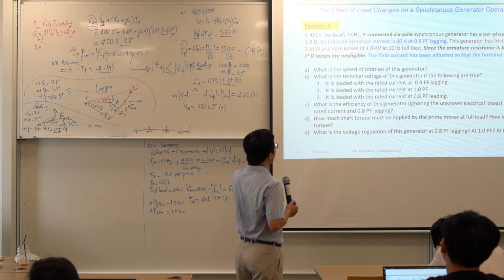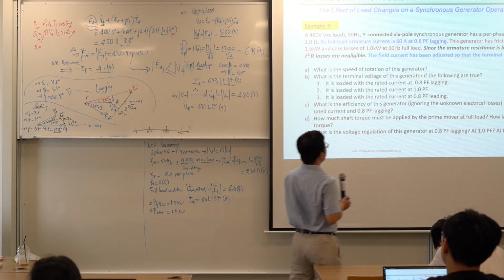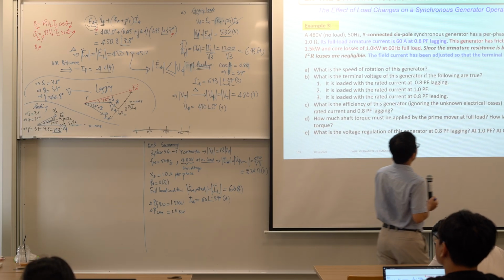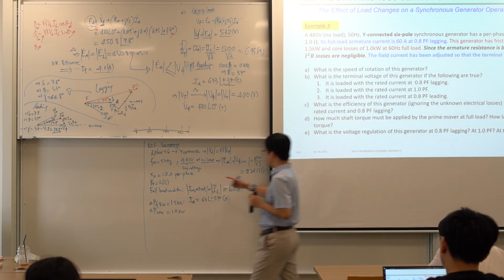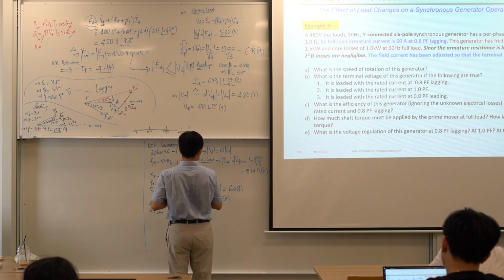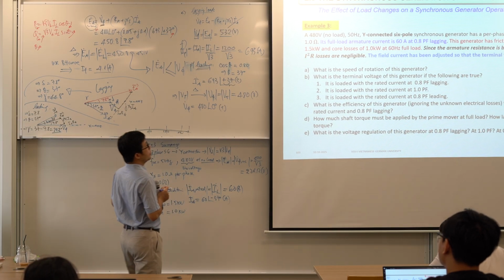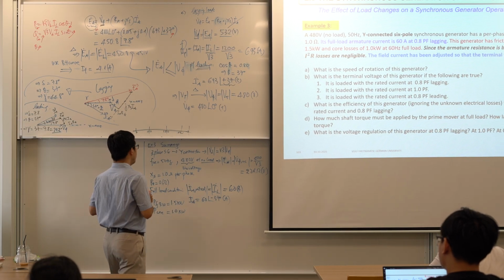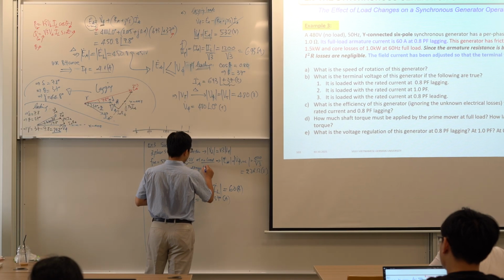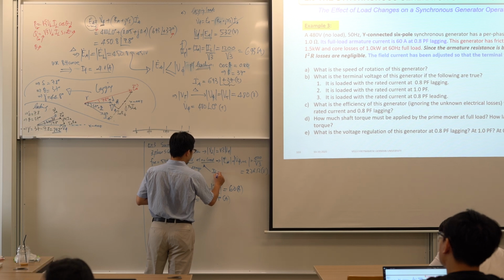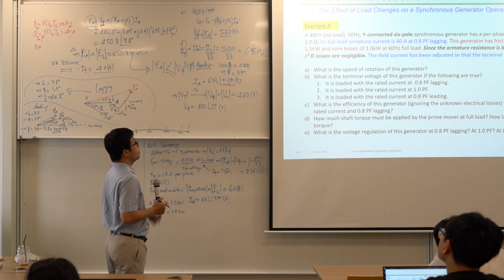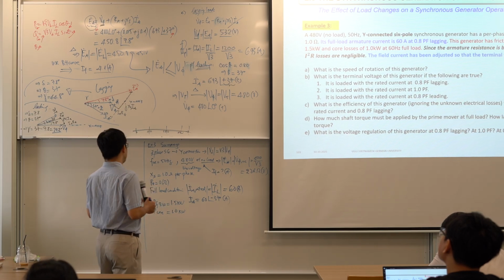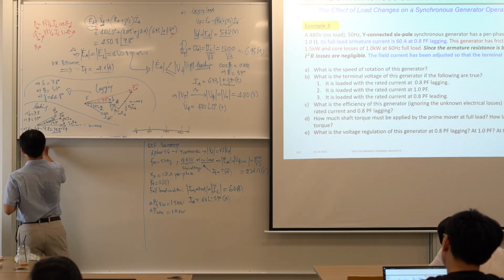Yeah, the field current has been adjusted so that the terminal voltage is 480 volt at no load. So if we have no load conditions, you get IF for no load. How many? I don't know. Okay, the question also gives alternative information. Right? So, that's question 8.